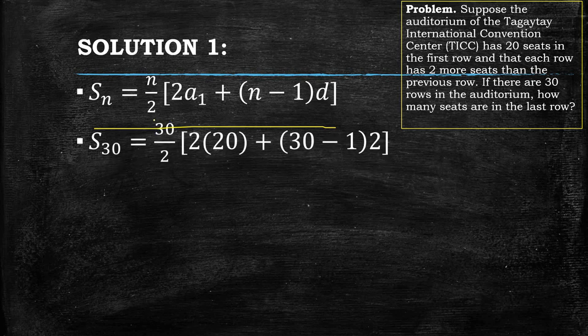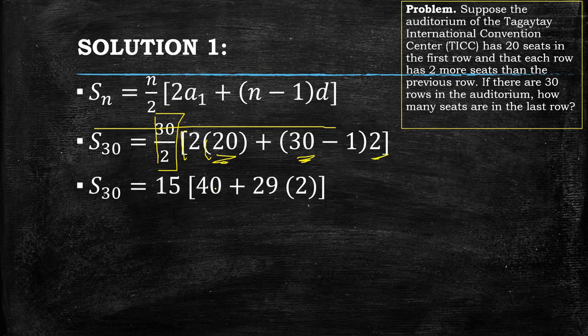So, again, stated there that n is 30, ayan, over 2. And then we have here 2 times 20 is our first term. 30 is the number of rows. Okay, total number of rows in the auditorium. We have a total of 30. And then our common difference is 2. Okay, so let's perform the operation. 30 divided by 2 is 15. And then 2 times 20 is 40.